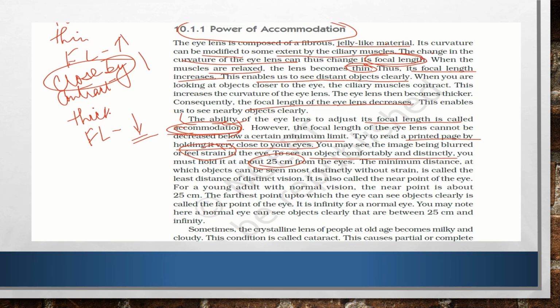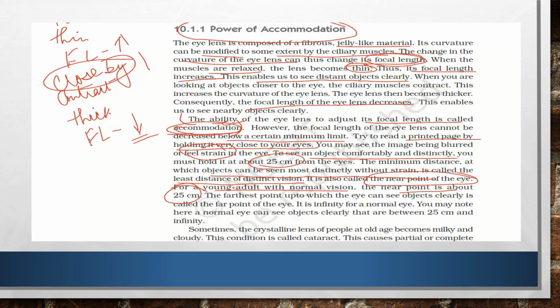So the minimum distance at which objects can be seen most distinctly without strain is called the least distance of vision. So what is it called? It is called the least distance of vision, or the near point of the eye. Beyond which you can see, but if you take your screen, your book or your newspaper nearer than that, you will not be able to see. So for a young adult with normal vision, the near point will be 25 centimeters. So please do remember the measurement.